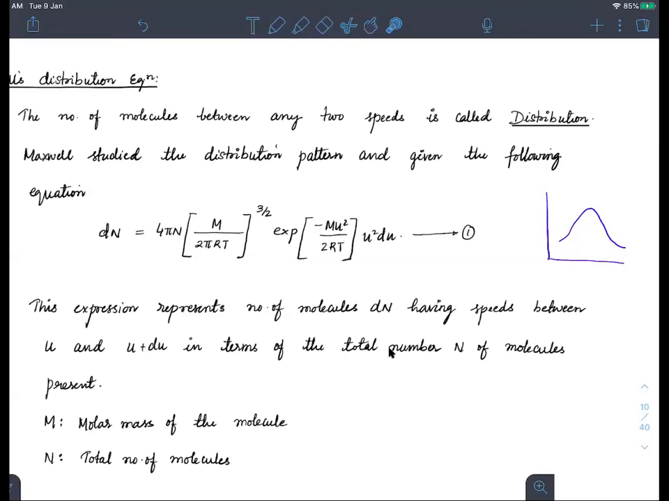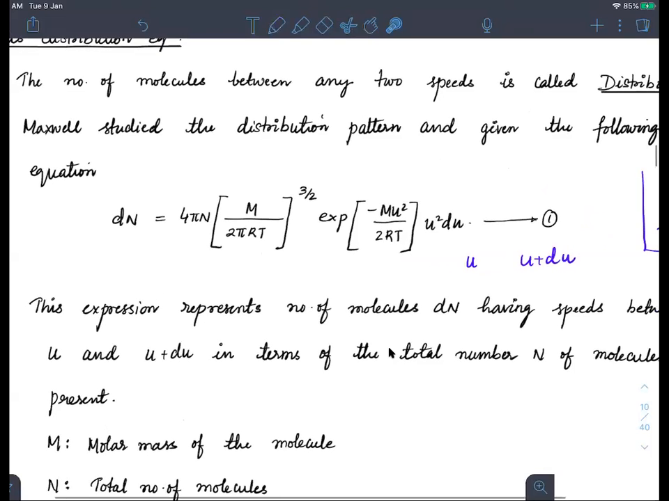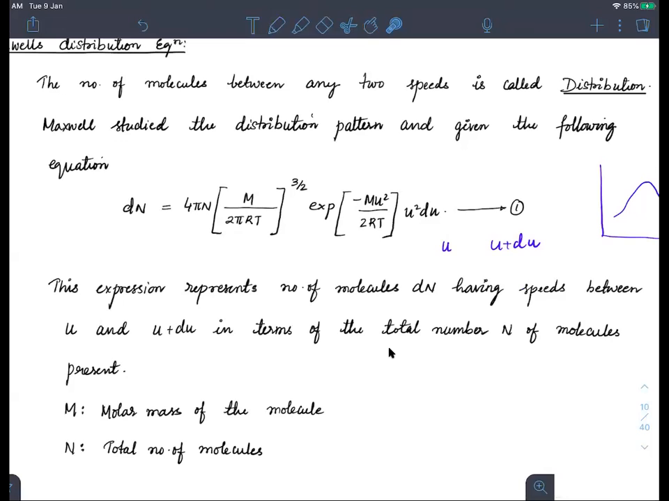What does this mean? If I take particles between u and u plus du, that is, speed between u and u plus du, how many particles do we have? dn number of particles. So this is the generalized formula for the distribution pattern. Everybody got this? This is called Maxwell-Boltzmann distribution curve.